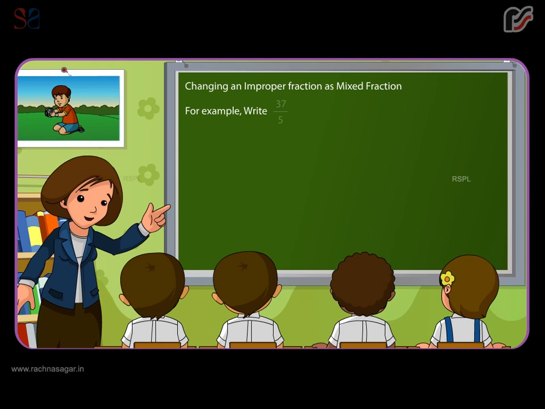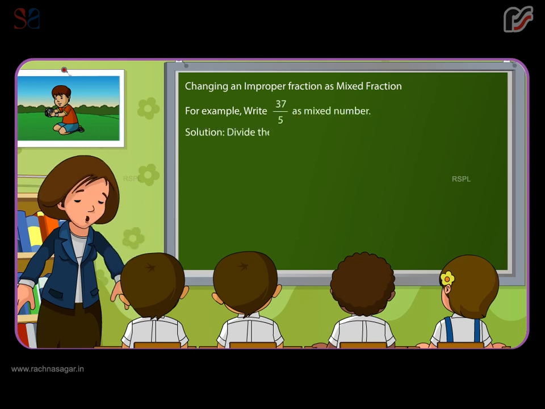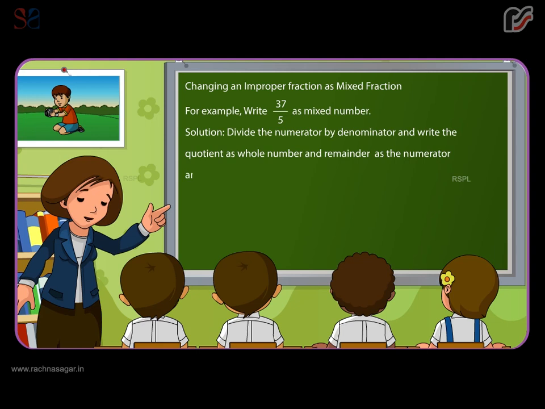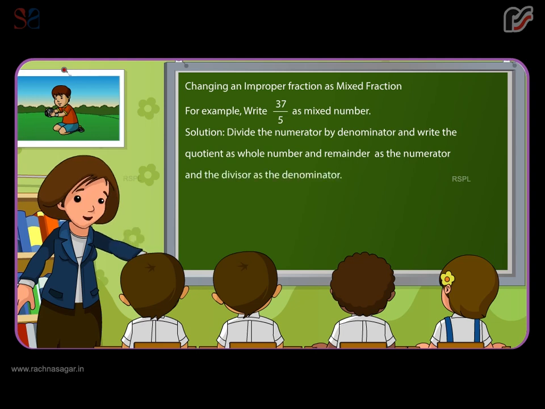Changing an improper fraction to a mixed fraction. For example, write 37/5 as a mixed number. Solution. Divide the numerator by the denominator and write the quotient as the whole number, the remainder as the numerator, and the divisor as the denominator. So, 37/5 is equal to 7 2/5.